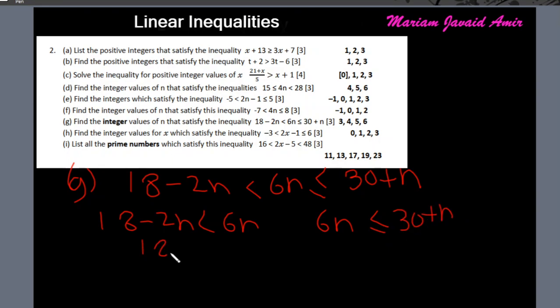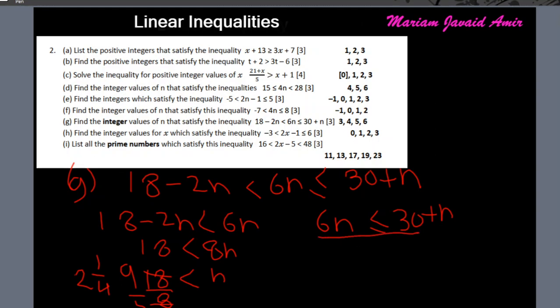This gives us 18 is less than 8n, which gives us n is greater than 18 over 8. Simplified, this becomes 9 over 4, and in mixed form this becomes 2 whole 1 by 4. Now let's solve this side. So take n to the other side, it will get subtracted with 6n. We get 5n less than equal to 30, which gives us n is less than equal to 6.